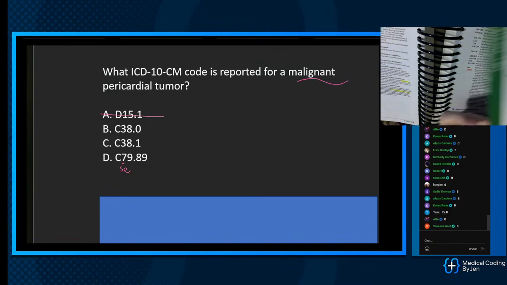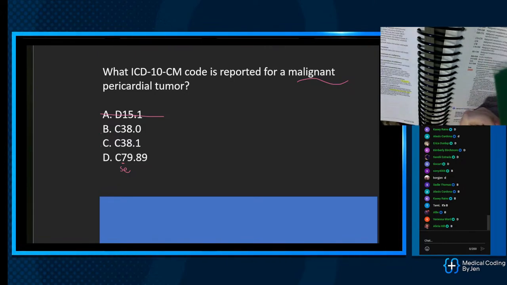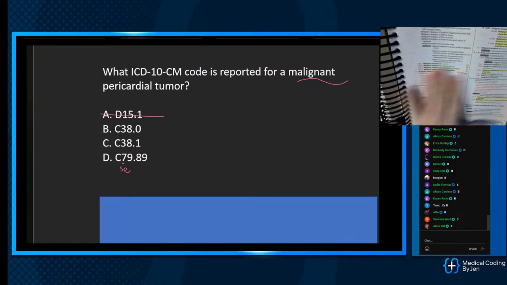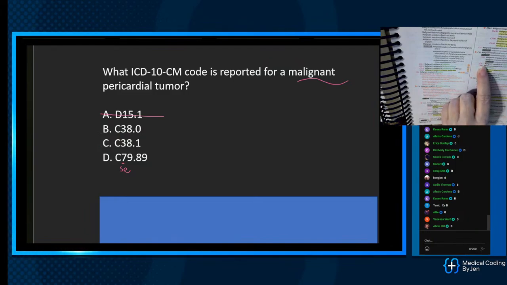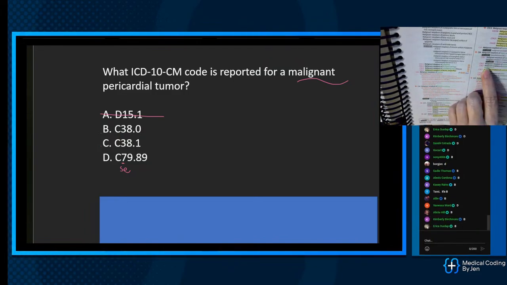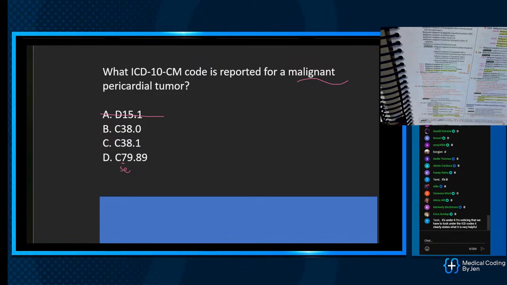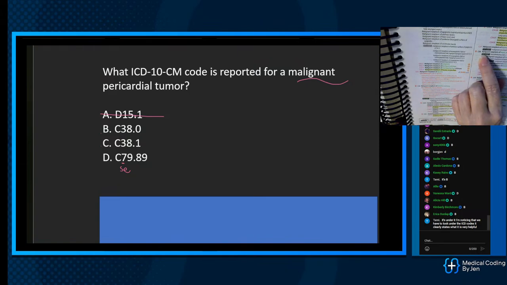So now we're going to go to C38. The .0 is of the heart, and .1 is of the anterior mediastinum. Where would a pericardial tumor be located? Are we anterior? Also, don't forget to look for your includes, because right underneath that malignant neoplasm of the heart, it does say malignant neoplasm of the pericardium.